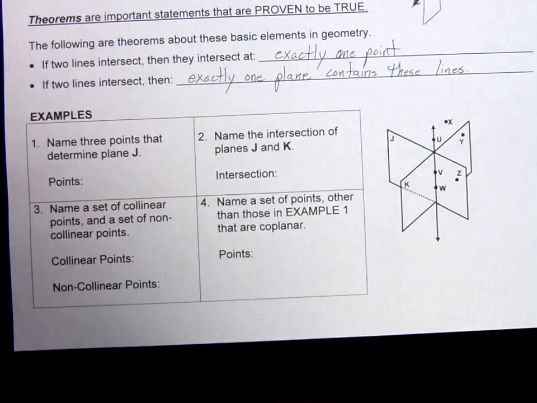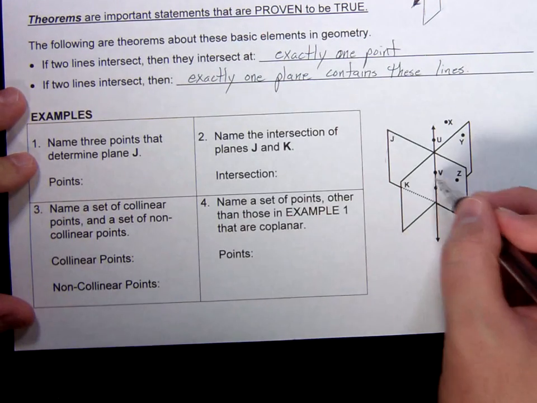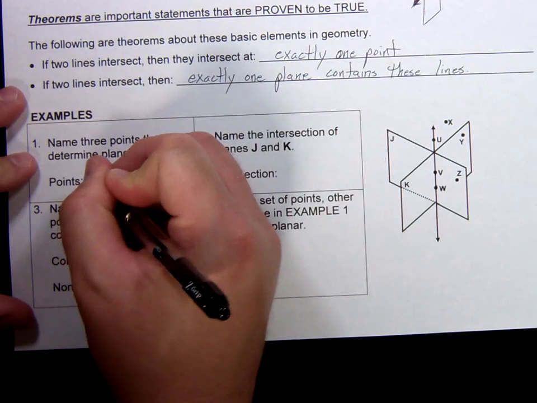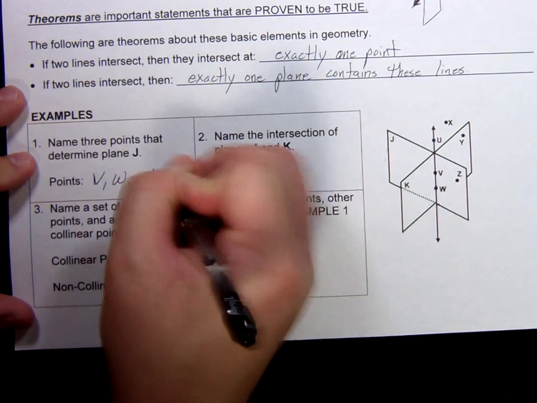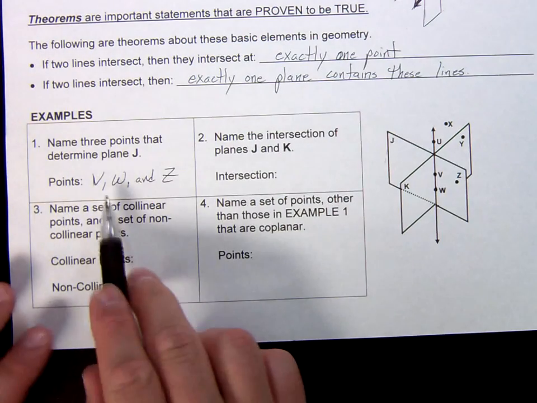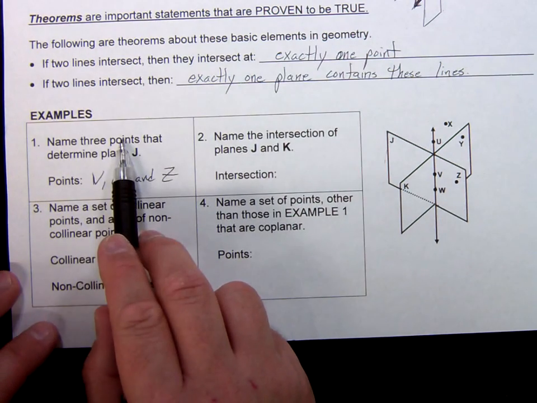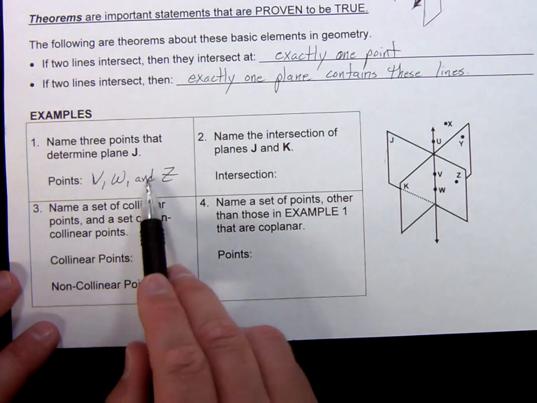It just said to name 3, it didn't ask me to name 4. So I'm still just going to go with V, W, and Z. Now, if it had asked me to name the plane, I would write V, W, Z together without any commas, but that's not what it asked me to name. It asked me to name 3 points. So these are 3 individual points. So I separate each one with a comma to show that they are points.